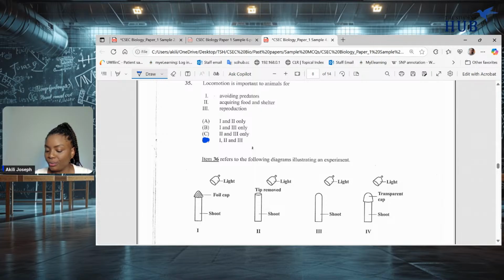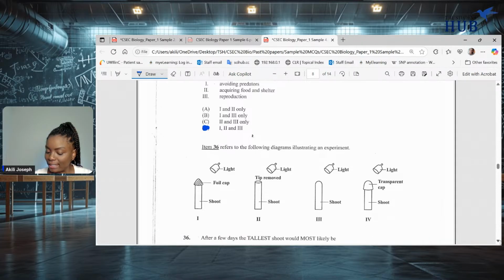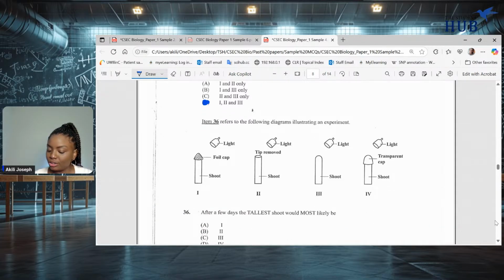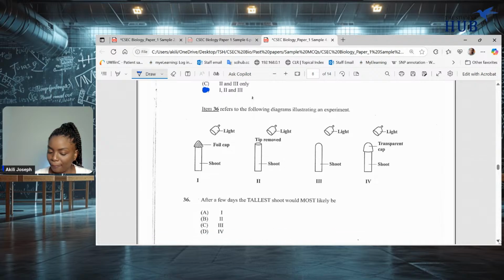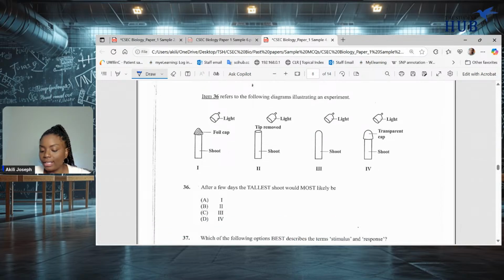36 refers to the following diagrams illustrating an experiment. After a few days, the tallest shoot would most likely be the one with the foil cap, the one with the tip removed, the regular one, or one with a transparent cap over the top? It's going to be A, right? The foil cap is going to be blocking light, and therefore you're going to have that rapid set of growth or attenuation occurring as the shoot is searching for light.